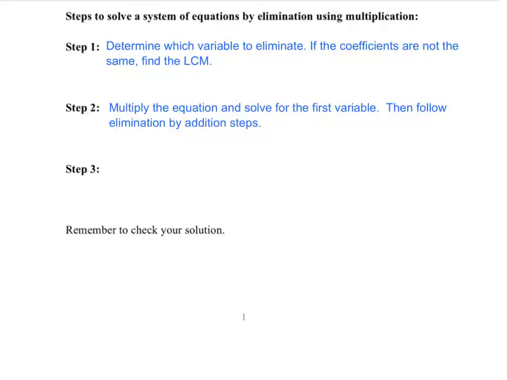And then step three, we're going to plug in the answer that we found in step two to find the other variable. Remember, your final answer is always in an XY coordinate. And remember, you always want to check your solution. So now let's do an example together.